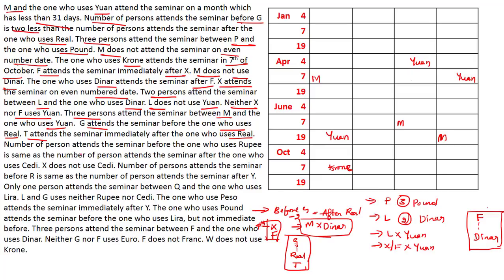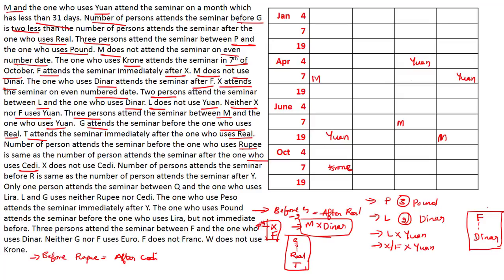Okay, the next one is number of persons attend the seminar before the one who uses rupee is same as the number of persons attend the seminar after the one who uses cedi. So after cedi, whatever the gap comes out, the same gap should be there before rupee. So let me write it here. Before rupee is equal to after cedi.